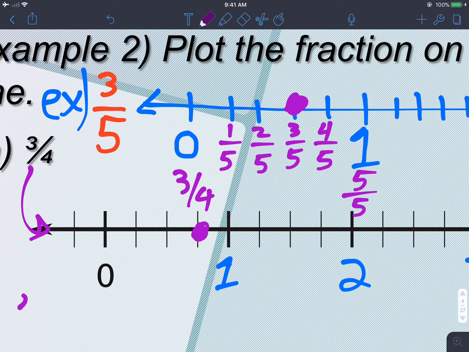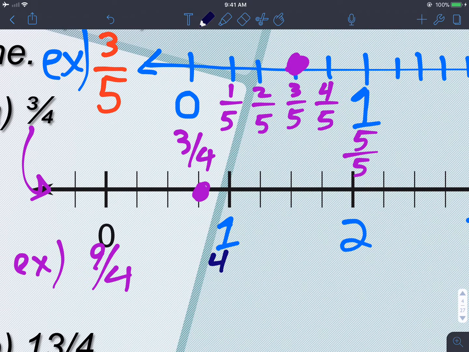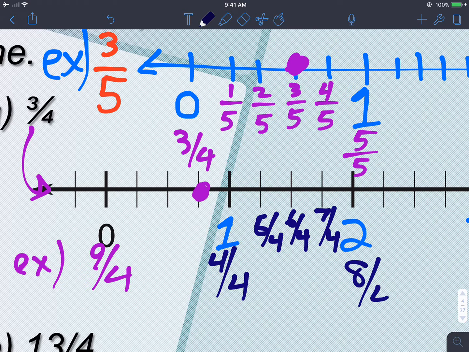Let's do an improper. Another example. How about nine-fourths? Describe where that would be on the number line. And the answer is right after the 2. Because now you're saying, okay, this is the same as writing 4/4. Well, when I get to 2, see it goes 5/4, 6, 7, and 2 is the same as 8/4. Because we all know that 8 divided by 4 is 2. So 9/4 would be right here.